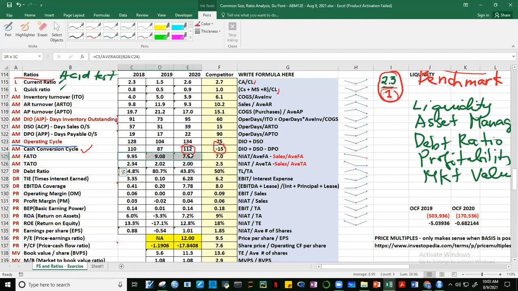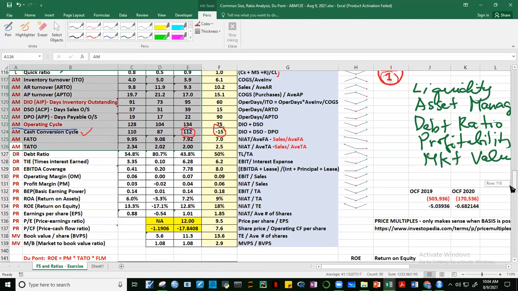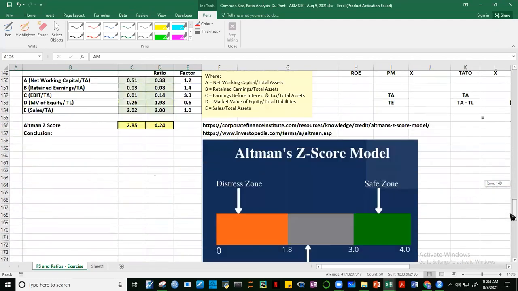So again, guys, titingnan natin over time. So the company has been deteriorating as far as FATO is concerned, kasi 9.95, 9.08, and then 7.92. Bumababa siya over time, pati yung TATO. But relative to the competitor, mas mataas yung sales natin per peso of fixed assets. Ibig sabihin, mas na-utilize natin yung fixed assets natin more than the competitor. Okay. Any questions, guys, about this asset management? Okay, if none, move on tayo, no? Kasi kailangan natin matapos to.